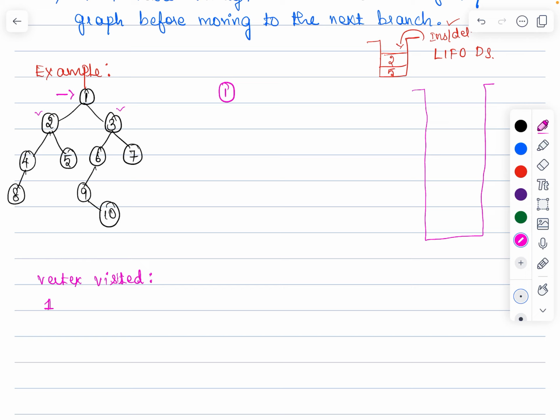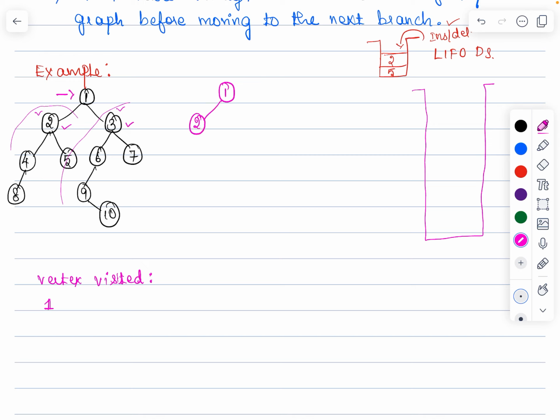It would complete the entire left subtree first and then only move on to the right subtree. So, we visited the node 1. If you explore the node 1, it can move on either to vertex 2 or to vertex 3. You can prefer any one branch, either the left branch or the right branch. Here I am going to prefer, after exploring the node 1, to visit the vertex 2.